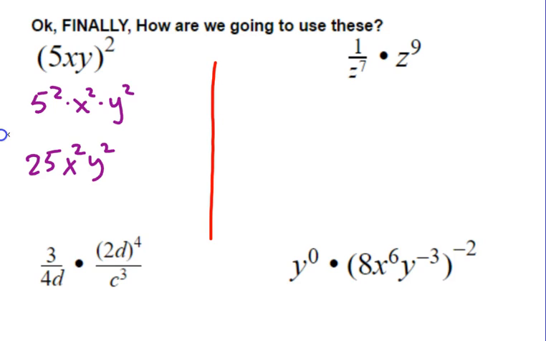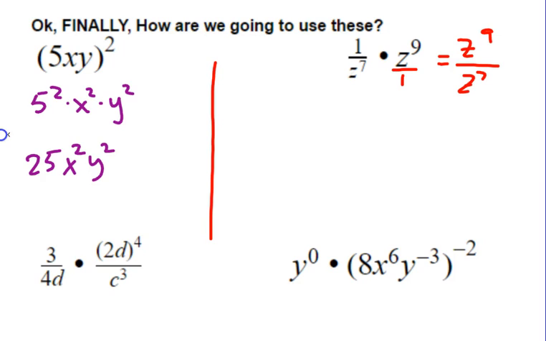Okay, so now we have 1 over z to the 7th times z to the 9th. With fractions, remember, we put something that doesn't have a denominator over 1, and then we multiply numerators and we multiply denominators. Z to the 9th over z to the 7th. And when we have a quotient of two powers that have the same base, we subtract the exponents. Now, a question I like to ask is, where are there more z's here? Well, there are more z's on the top.